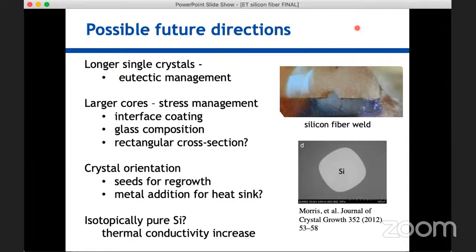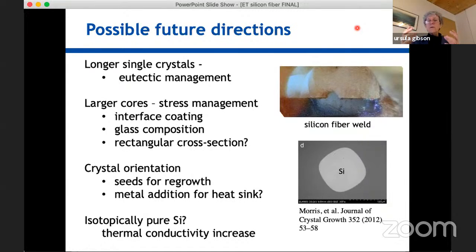All right, thank you. Oh, and one other thing, it just occurred to me. If you put a hollow silica tube into the silicon melt and you pressurized it, that might give you directly an annular silicon structure.